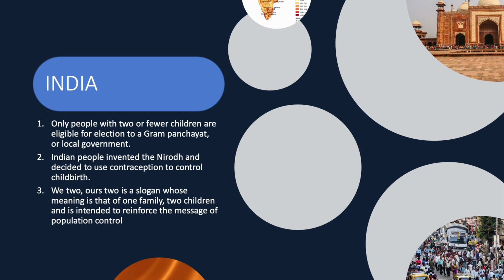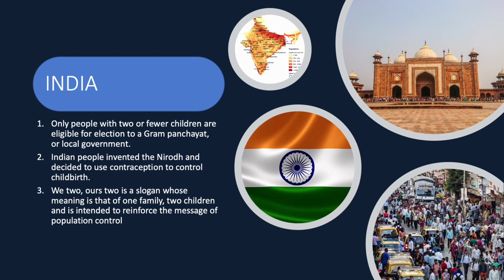In India, only people with two or fewer children are eligible for election to a Gram Panchayat, or a local government. The Indian people invented the Nirodh and decided to use contraception to control childbirth. Hum Do Hamare Do, or We Two, Ours Two in English, is a slogan whose meaning is that of one family, two children, intended to reinforce the message of population control.